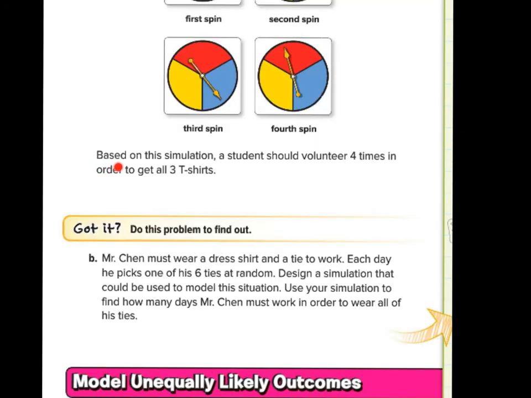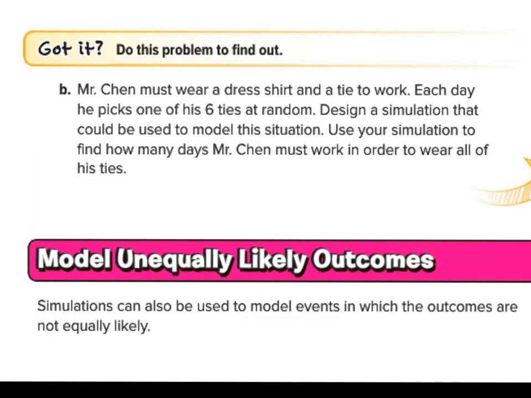Therefore, based on the simulation, a student should volunteer 4 times in order to get all 3 t-shirts. Okay, let's try this together and see if we can identify what would be a good tool to recreate the simulation. Mr. Chen must wear a dress shirt and tie to work. Each day he picks one of 6 ties at random.